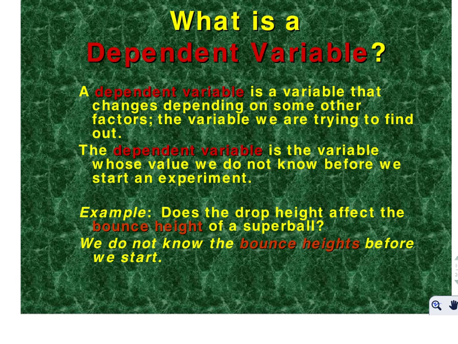A dependent variable is a variable that changes depending on something else, usually the independent variable. Key way to remember it: dependent is a variable we do not know before we start the experiment. It has to happen during or after the experiment when you collect your data. So we will not know the bounce height before we start. We will know the drop heights though. So the bounce height depends on the drop height of the ball.